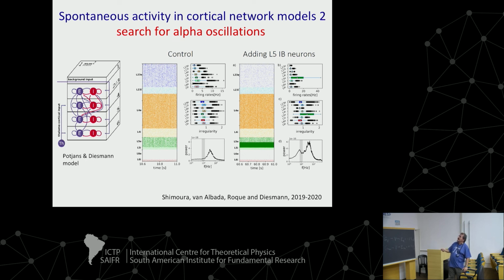In this slide here, I only show the effect of adding intrinsically bursting cells, so cells that respond in a bursty way to constant current, like trrr, trrr, trrr. We put this type of cell in layer 5, and just by doing this, one is able to obtain a peak in the power spectrum here that is close to alpha, 10 hertz. So this is a possible mechanism that would explain why one has alpha oscillations in the brain: intrinsically bursting cells in layer 5. Of course, there should be other mechanisms, but this is at least one.